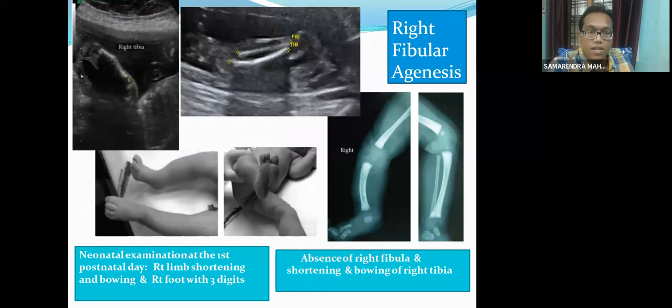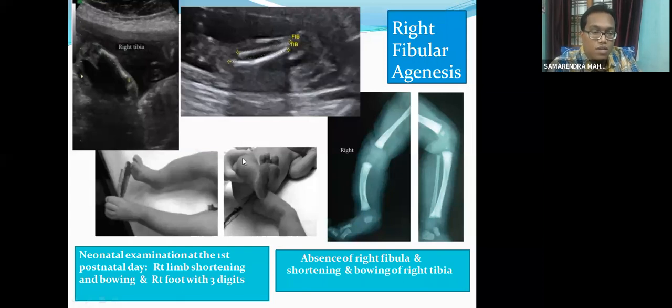And now coming to another case. The upper left image shows a middle segment of the lower limb where one bone is seen, which is the right-side tibia. The middle one shows both the tibia and the fibula. So this is a case of right-sided fibular agenesis.